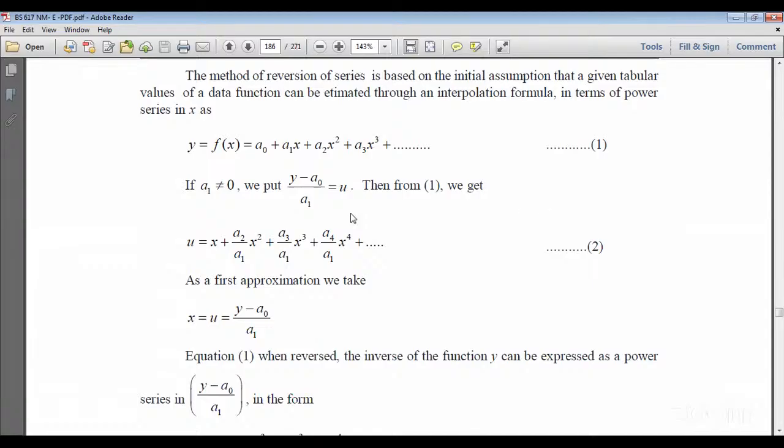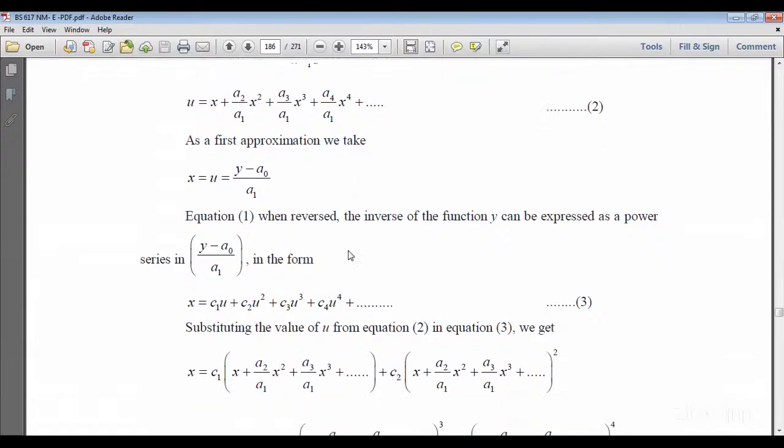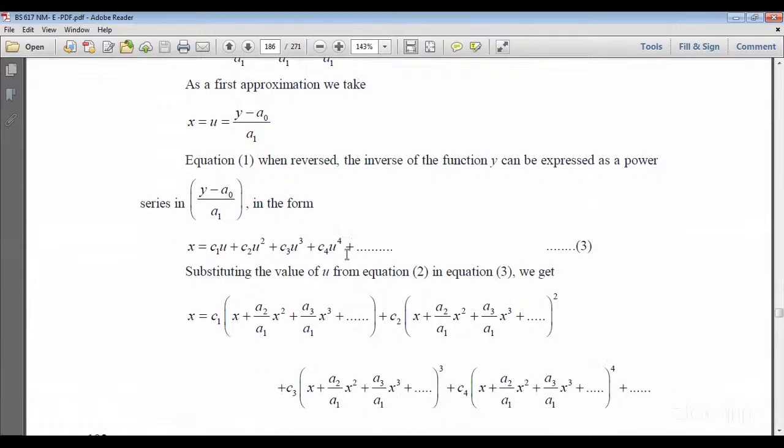Equation 1. The inverse of the function can be expressed as a power series in u, that is (y minus a0) by a1, in the form x is equal to c1 u plus c2 u square plus c3 u cube plus c4 u power 4. Substituting this value in the equation, we get c1 times (x plus a2 by a1 x square plus a3 by a1 x cube, and so on) plus c2.